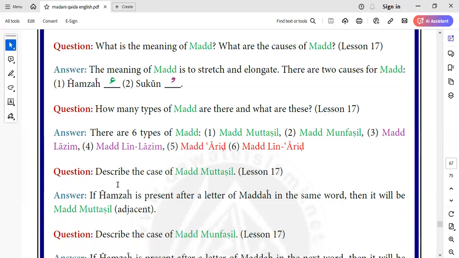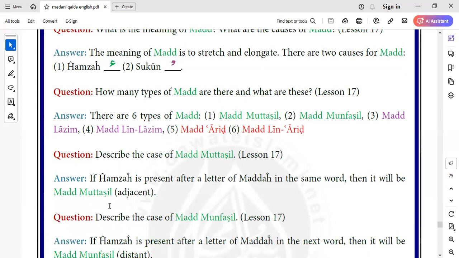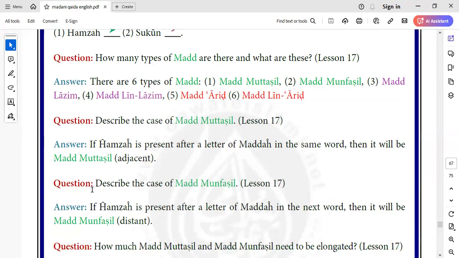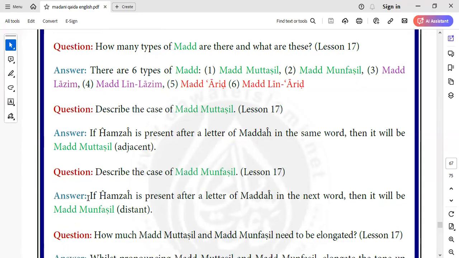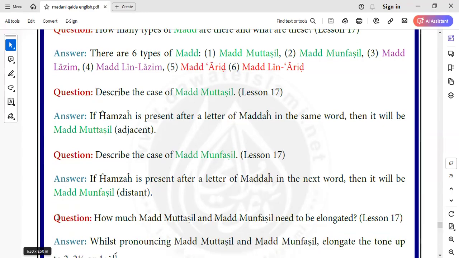Question. Describe the case of madde muttasil. Answer. If hamza is present after a letter of madda in the same word, then it will be madde muttasil, adjacent. Question. Describe the case of Madde Munfasil. Answer. If Hamza is present after a letter of Madda in the next word, then it will be Madde Munfasil. Distant.